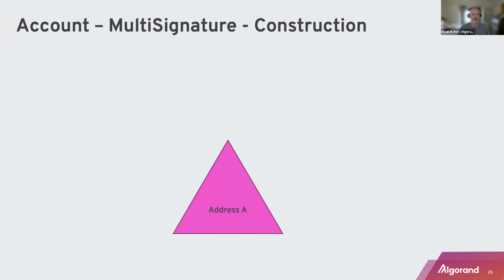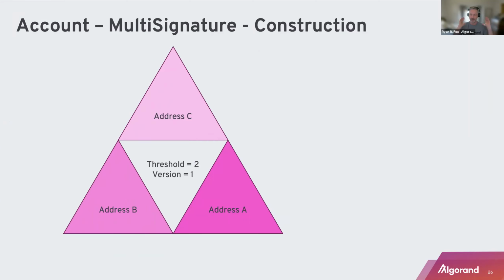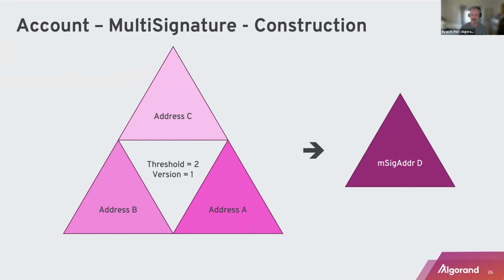We'll take a look now at our second account type, which is a multi-signature account. What that looks like is this animation here, taking three different accounts. In this example, I should say, we are taking three different accounts A, B, and C, and we are saying that two of them, the threshold, are required in order to sign a given transaction from this new account that will be generated.